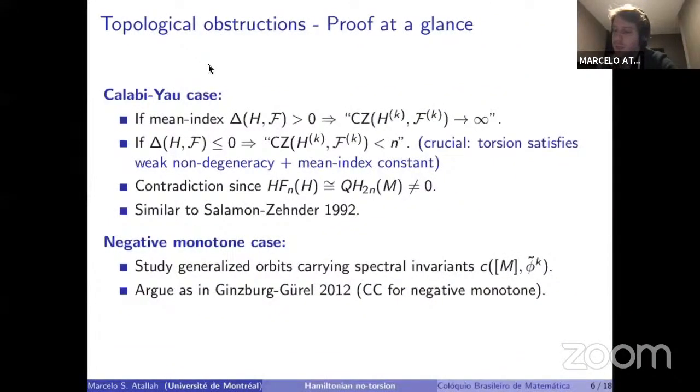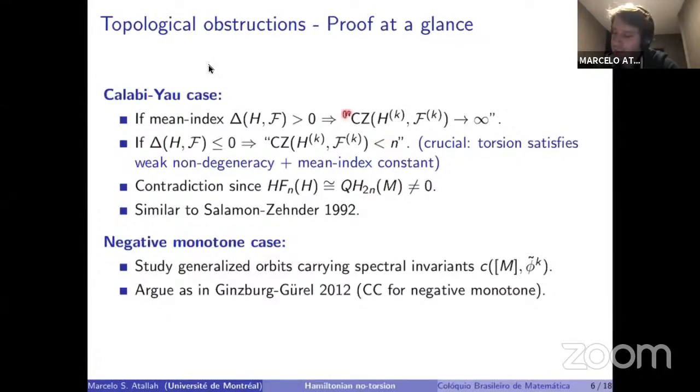So back to the proof. We're obstructing torsion in the Calabi-Yau case and the negative monotone case. In the Calabi-Yau case, for each generalized fixed point, here I'm denoting them by F, either the mean index is strictly positive or non-positive. In the case that it is strictly positive, we can find a sequence of iterations such that the Conley-Zender index grows without bound. And when it is non-positive, we can find a sequence of iterations such that the Conley-Zender index is strictly bounded above by n.